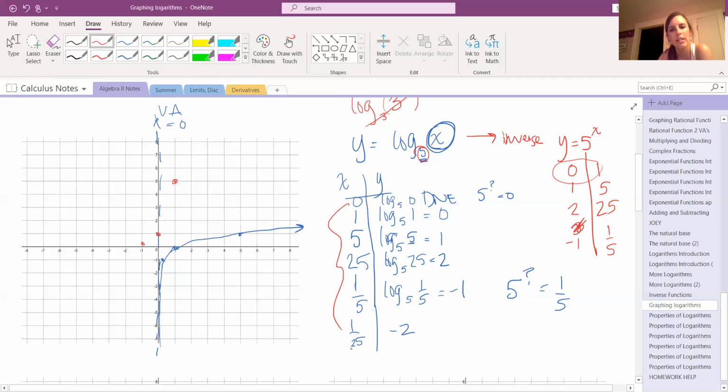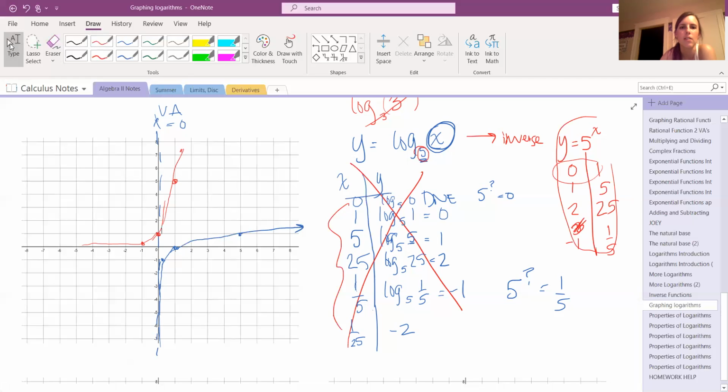So what you could do, instead of worrying about this table, you could just do the inverse first, get those ordered pairs, and then swap the ordered pairs. So it's like, oh, okay, I know it's 0, 1, so let me plot 1, 0 for the logarithm. So there's two methods of doing this.